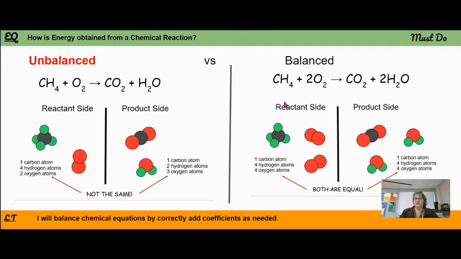As opposed to the one on this side, where we've added a coefficient. Now we have two oxygen molecules, so that means we have four oxygens. And if we look at both sides after balancing the hydrogen, with the waters on this side, we find that we have the same number of each atom on both sides. So this one is balanced.